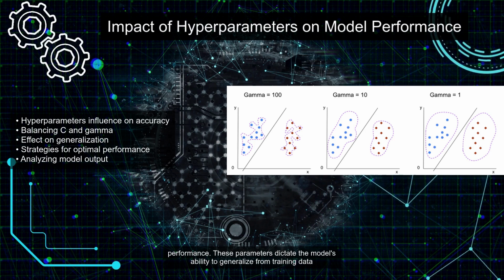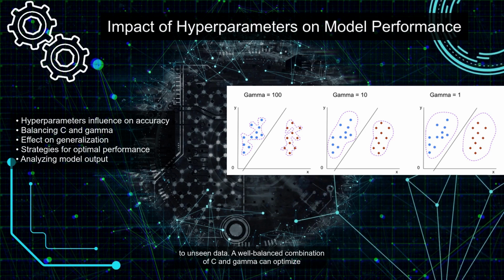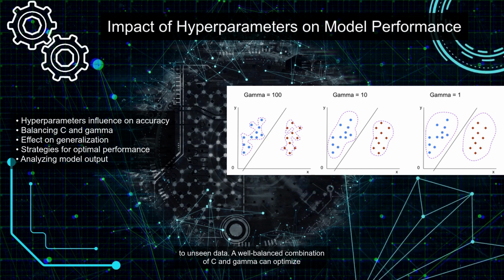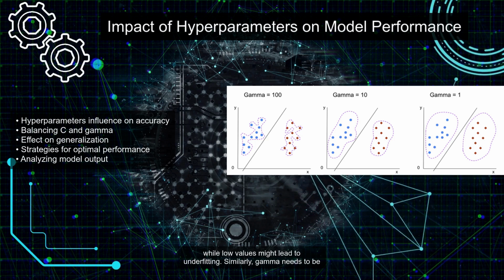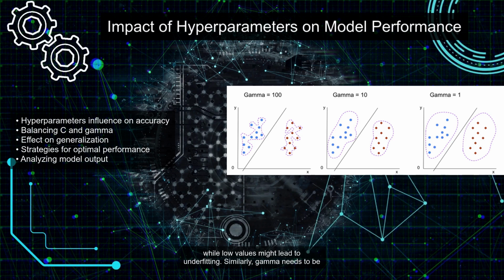The interplay between hyperparameters like C and gamma significantly affects an SVM's performance. These parameters dictate the model's ability to generalize from training data to unseen data. A well-balanced combination of C and gamma can optimize the model's accuracy and generalization capabilities. High C values might cause overfitting, while low values might lead to underfitting.